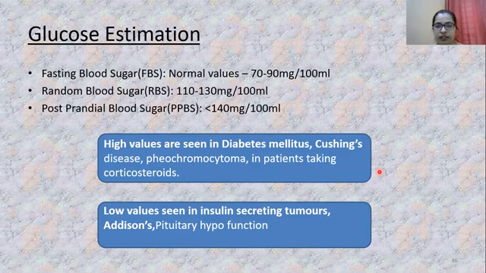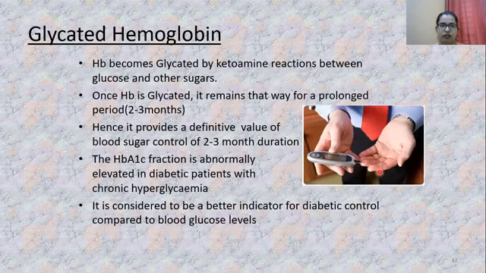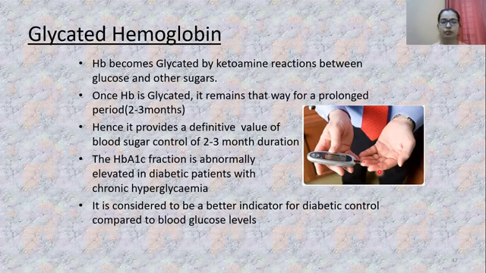In random, 110 to 130, and postprandial, it is around 140. Glycated hemoglobin. Now, they say that random blood sugar gives only a small picture of the glucose level of the blood. It can vary anytime. A minute before the test, it could be a lot, and even after the test, it can vary. It doesn't remain constant for a longer time.